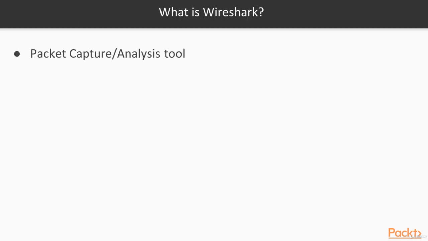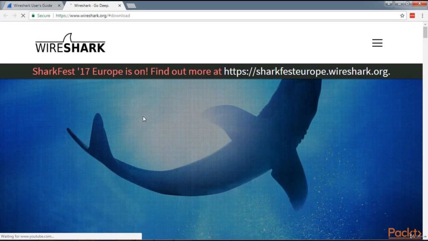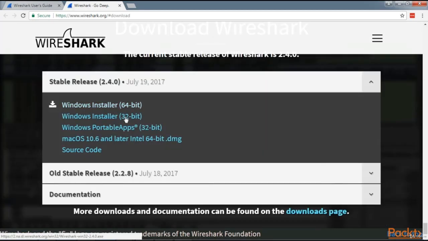So what is Wireshark? Wireshark is an open source program that we use to capture packets and analyze them, Wi-Fi packets or Ethernet packets. You can download Wireshark from https://wireshark.org/download. It can be installed for Windows, and it's also built into our Kali Linux.